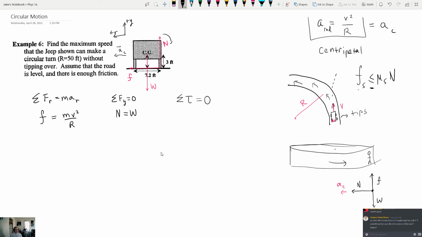So that is the second equation that we need here, or third equation. I don't think we're actually going to use this one. Okay, now, to use the torque equation, what do we need to do before we can even start using it?